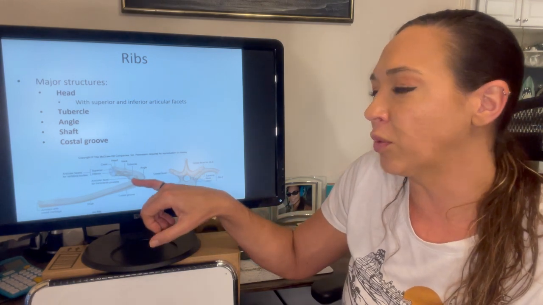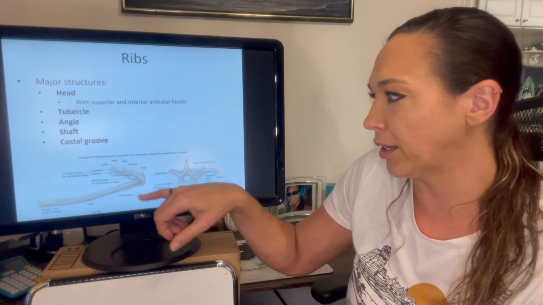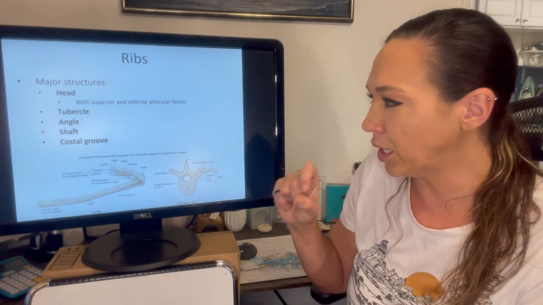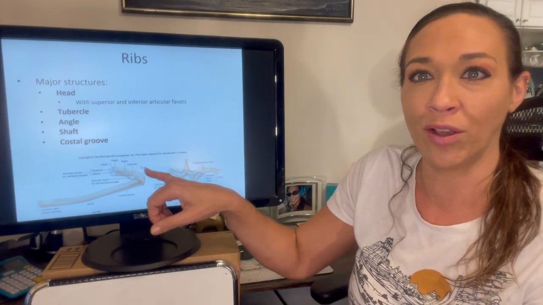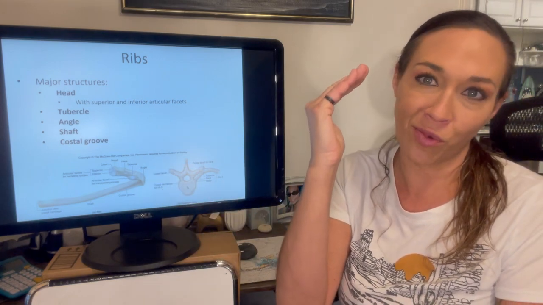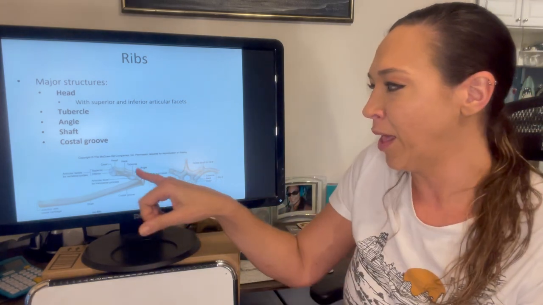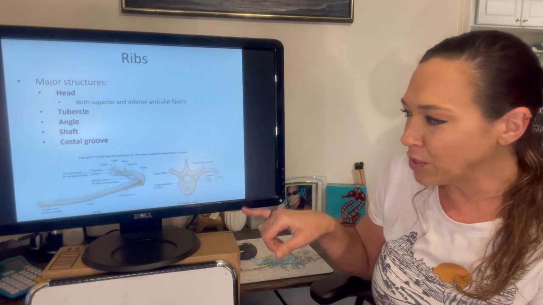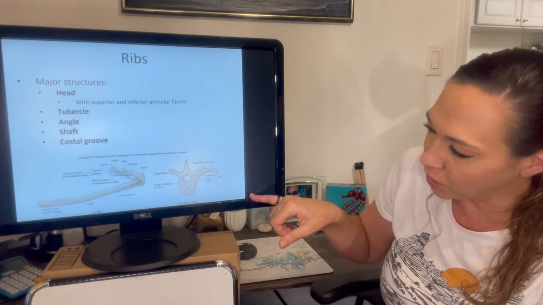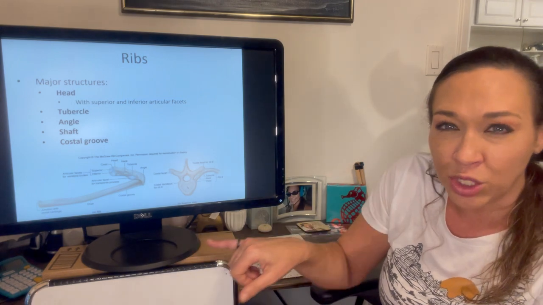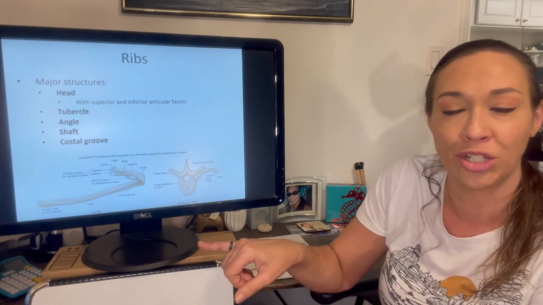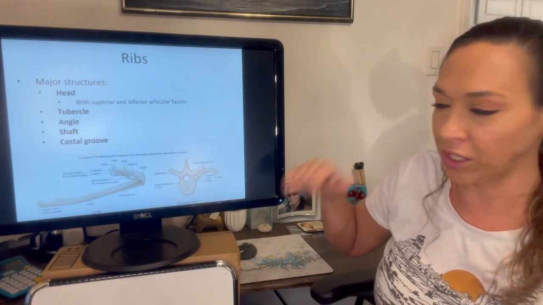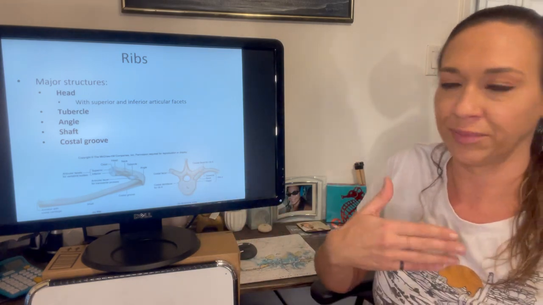You've got the tubercle where it's going to attach, again, the articular facet for the transverse process, which you can basically see right here. Then you have the angle, that very clear rib shape, that curvature. That's going to be right here. It's actually probably going to be more right here, because as we curve this around, this is what's going to get attached to that costal cartilage and then to the sternum. So this would be the posterior, and then the anterior would be right here.